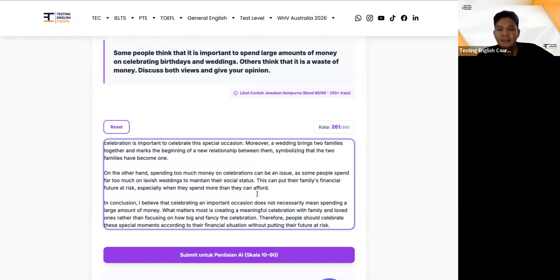In conclusion, I believe that celebrating an important occasion does not, nah, see, this one is nice, does not necessarily mean spending. If you say it's not, the word mean doesn't work there, right? So you say does not necessarily mean spending a large amount of money. Nice. What matters most is creating a meaningful celebration with family and loved ones, rather than focusing on how big and fancy the celebration is. Therefore, people should celebrate these special moments according to their financial situations, without putting, nah, ini bagus.